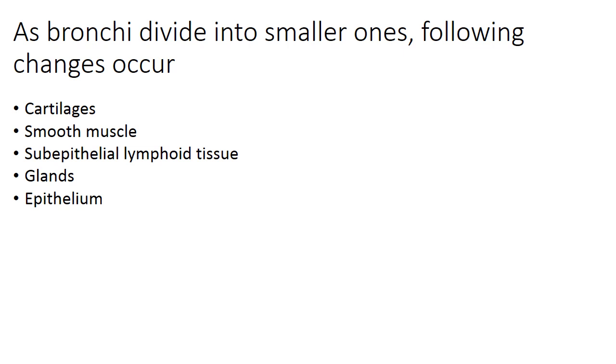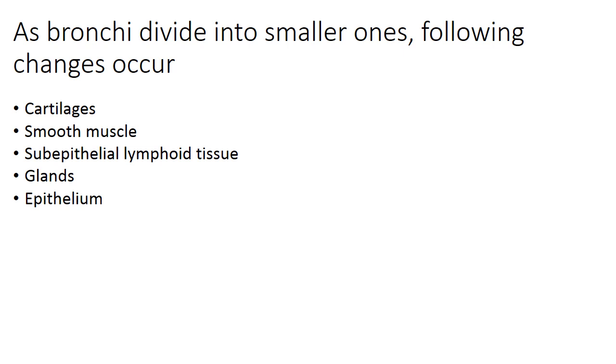So what changes occur as the diameter of bronchi goes on decreasing? Means as the bronchi divide into smaller and smaller bronchi and bronchiole, what changes occur? So first we'll start with the cartilage. Cartilage in the wall of bronchi becomes irregular in shape as the bronchi divide and redivide, and finally when it reaches the bronchioles, the cartilage is absent. Cartilage is absent in the walls of bronchiole.